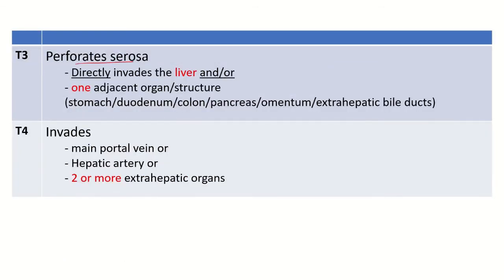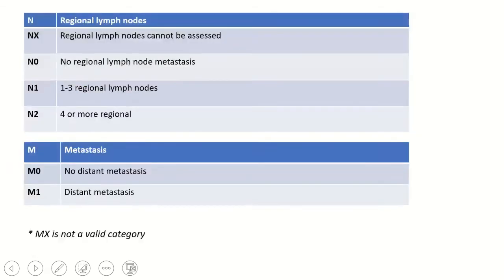T3 is perforation of serosa, direct invasion into liver or one adjacent organ, which could be stomach, duodenum, colon, pancreas, omentum, or extrahepatic bile ducts. T4 is invasion into main portal vein, hepatic artery, or two or more extrahepatic organs. And N is divided into N1 and N2, 1 to 3 regional lymph nodes and 4 or more regional lymph nodes. M1 is presence of distant metastasis.